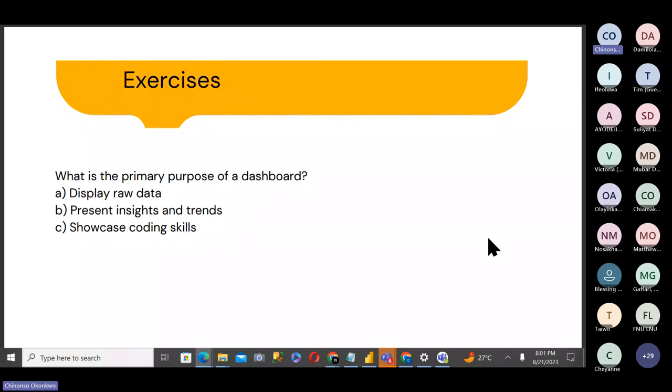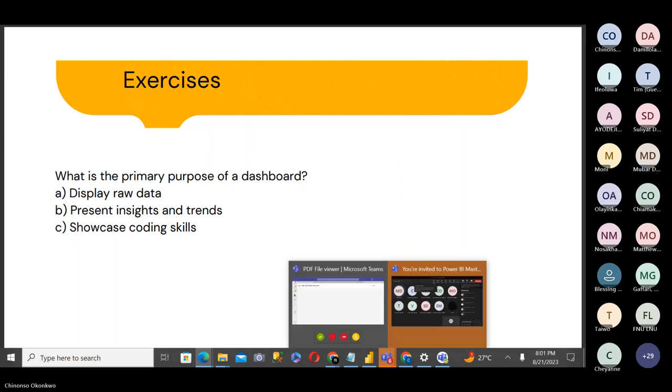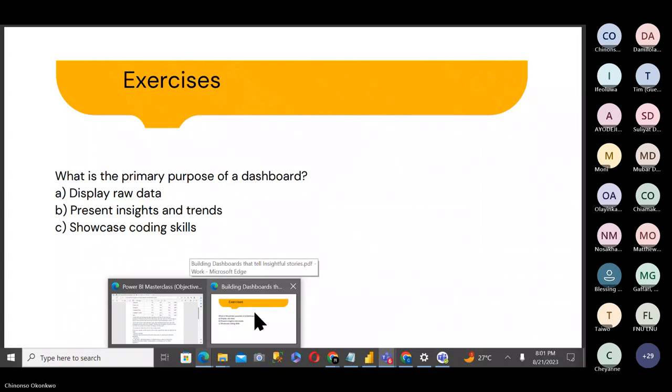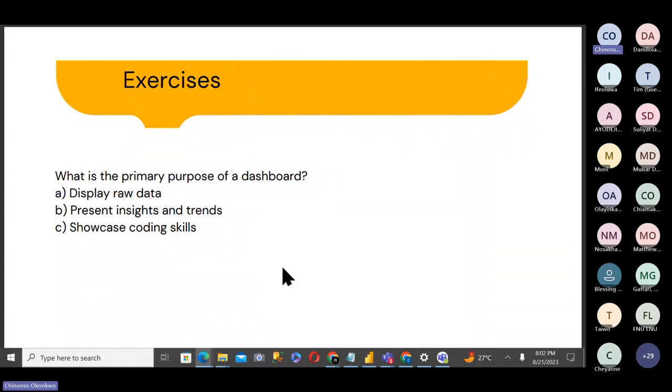what do you think is the primary purpose of a dashboard? Is it to display raw data, to present insights and trends, or to showcase your coding skills? Wow, I'm seeing a lot of B. Okay, that's correct. To present insights and trends.